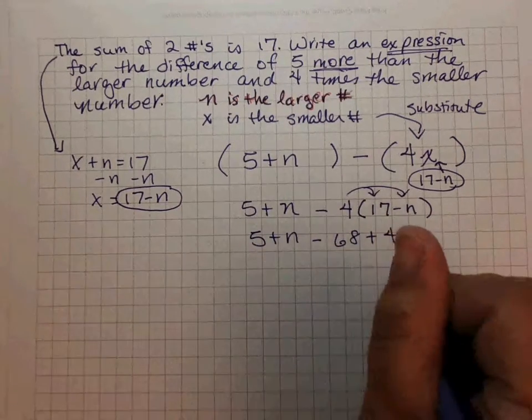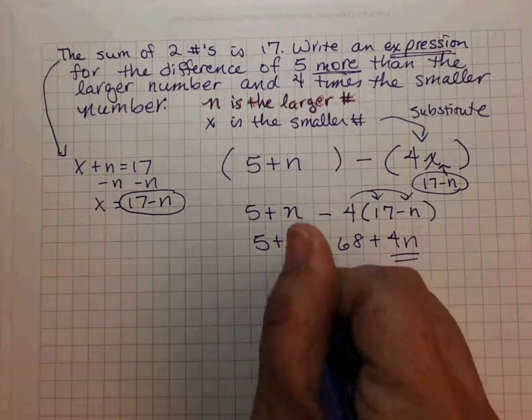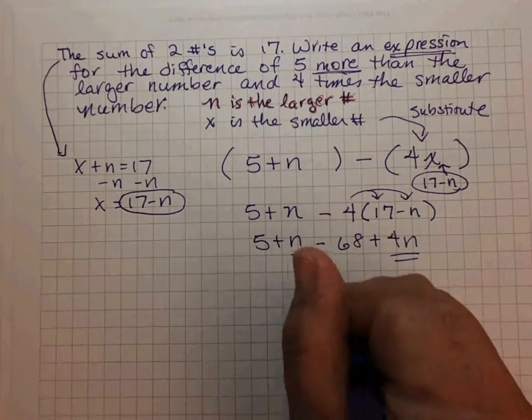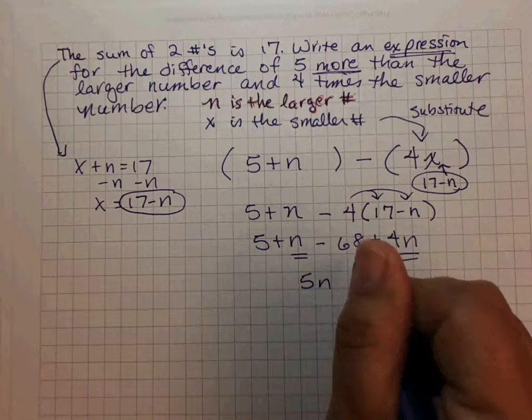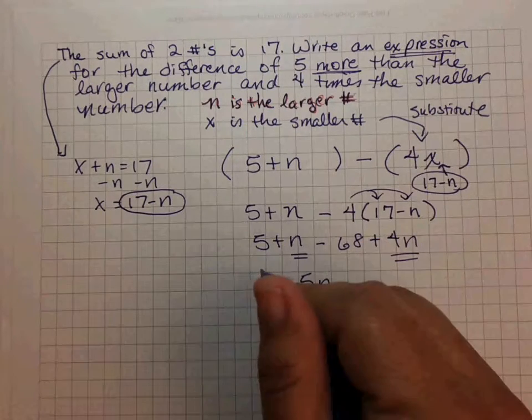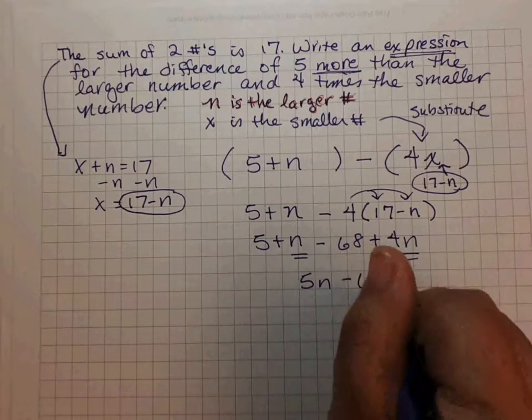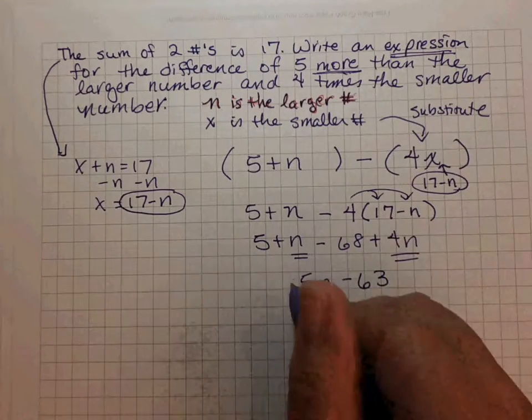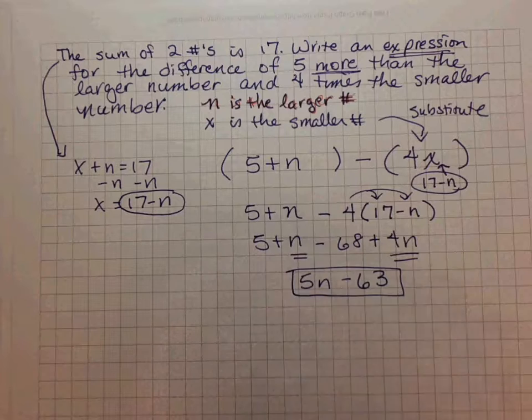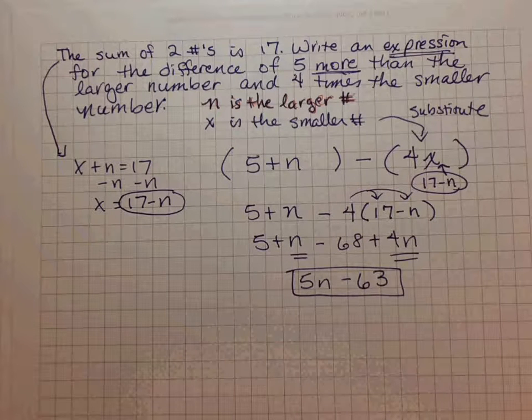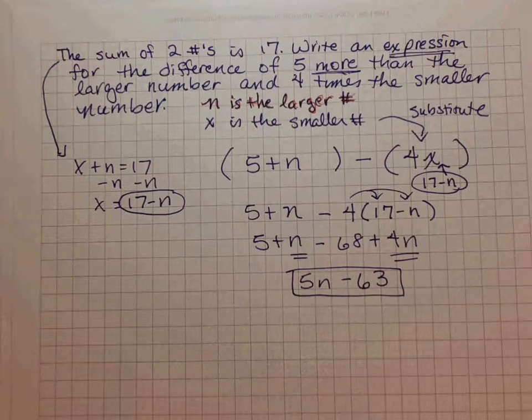Combine my like terms right here, and that's 5n. And negative 68 plus 5 should be minus 63. And that is the solution. And that is an expression. If they had said equals, then we would have an equal sign. But since they didn't, we don't.